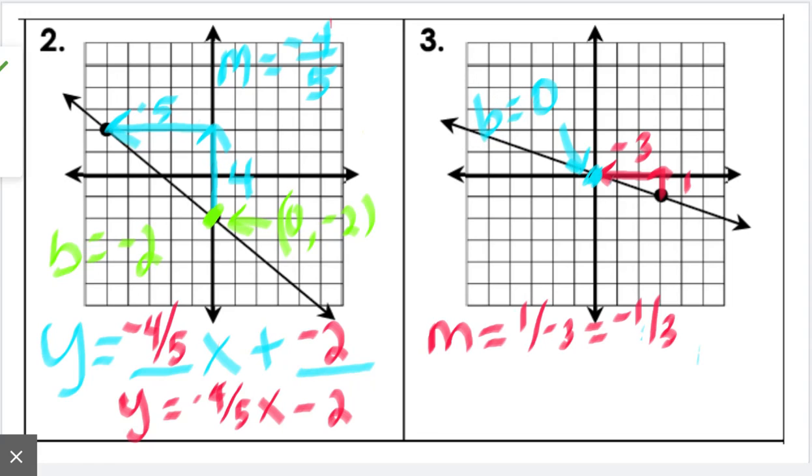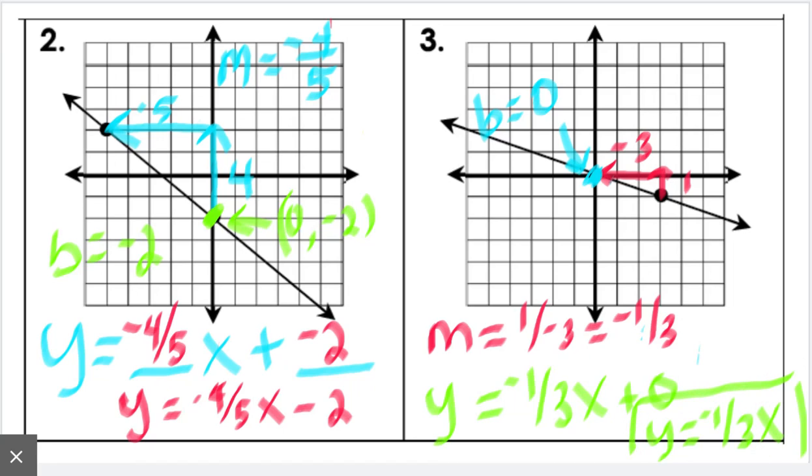So now we just plug that into our slope-intercept form. So it's y equals -1/3 x plus 0. But we actually don't have to write the plus 0. So our equation here would be y equals -1/3 x. That would be your final answer for that one.